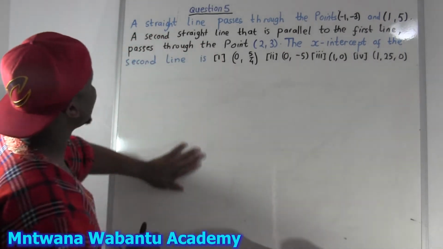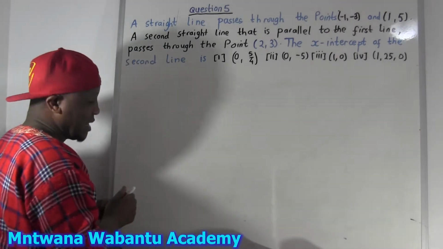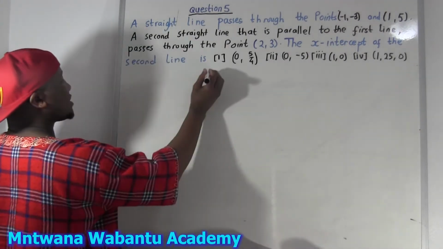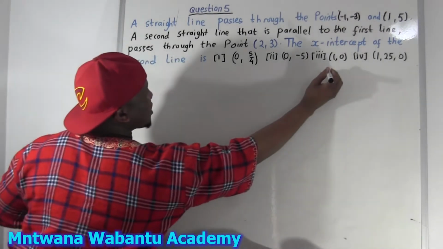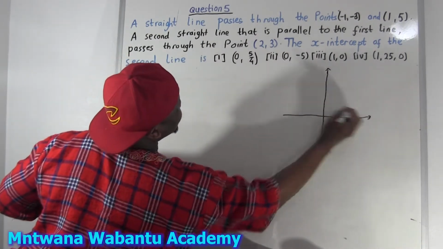Okay, so now this is a line passing through points. They have given you the points. If I was in your position, I would draw a Cartesian plane here. You don't have to draw a Cartesian plane, but that's the easy way for you to understand. Okay, so I've got this Cartesian plane.